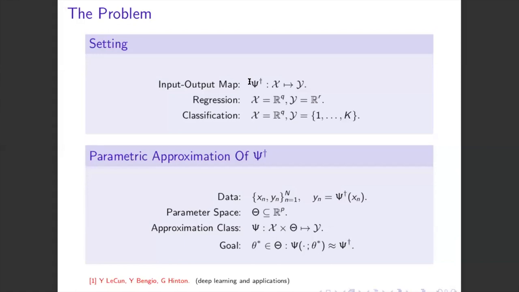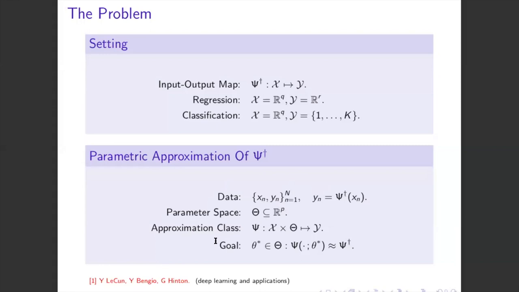The classical examples of supervised learning are regression, in which X and Y are Euclidean spaces, R^Q and R^R, and classification, in which the input space X is R^Q, and the output space is a set of classes, which I label from 1 to K. The basic idea of supervised learning is to find a parametric approximation of psi dagger given instances of inputs and outputs to the map, without any other knowledge of that mapping. So the data one is given are pairs x_n and y_n, labeled by lowercase n, and there are uppercase N of them. The assumption, although this can be relaxed to include noise, is that the y_n's are related to the x_n's through application of the map psi dagger. But psi dagger is not known.